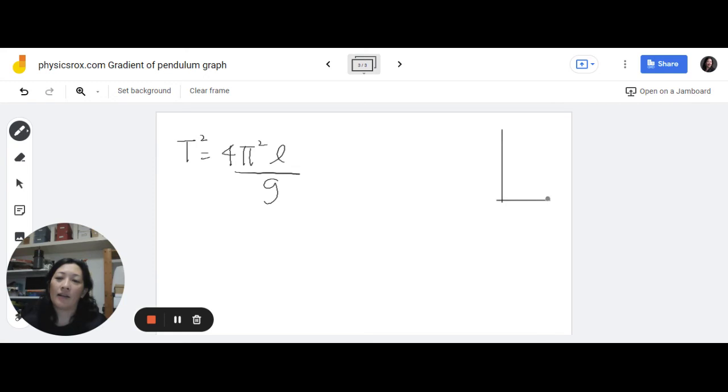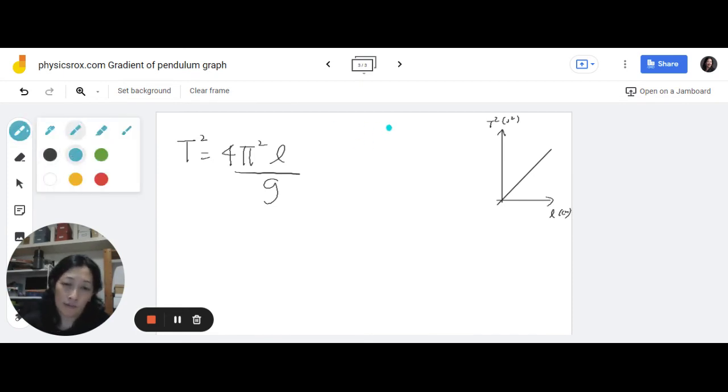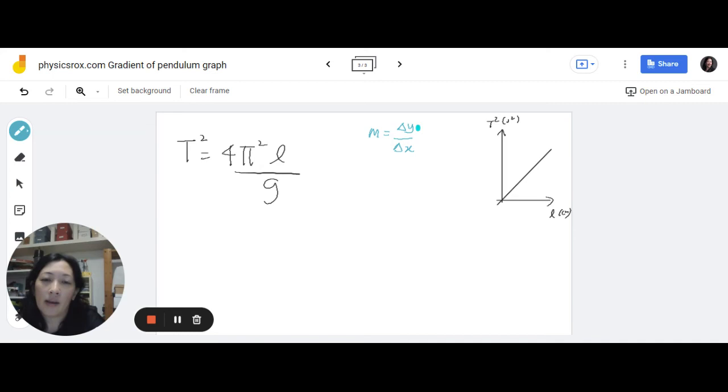Okay, so let's say this is our graph, which we plotted T squared against L. Of course, the unit, let me just scribble the unit here. T squared is on our y-axis, L is on our x-axis. Let's look back at our gradient calculation. M is the change in y over the change in x. What is on our y-axis? T squared. What is on our x-axis? L. Can you see that the gradient is actually equal to T squared over L?